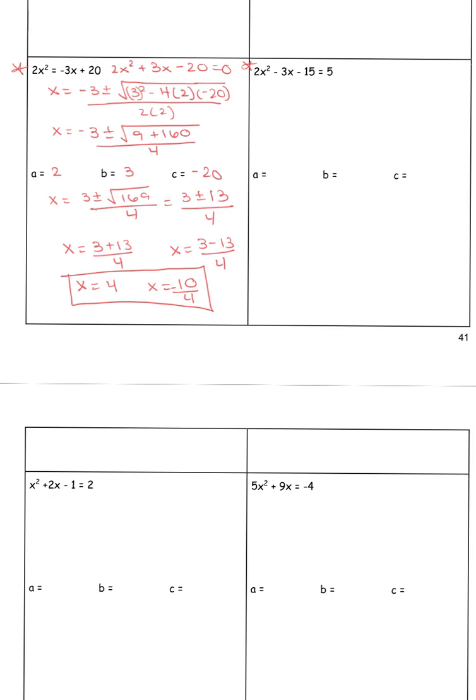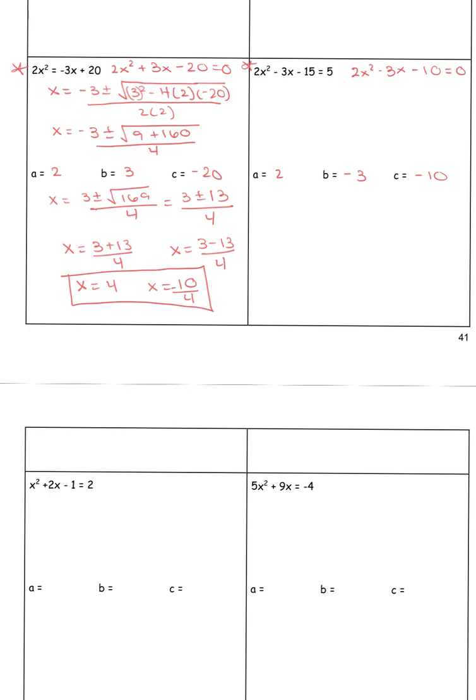All right. The next one that I want us to look at, it's close to being in standard form, but we have that 5 there. So what we must do is subtract 5 from each side, which leaves us with our quadratic of 2x squared minus 3x minus 10 equals 0. Negative 15 and 5 gives us a negative 10. So our A is 2, our B is negative 3, and our C is negative 10.